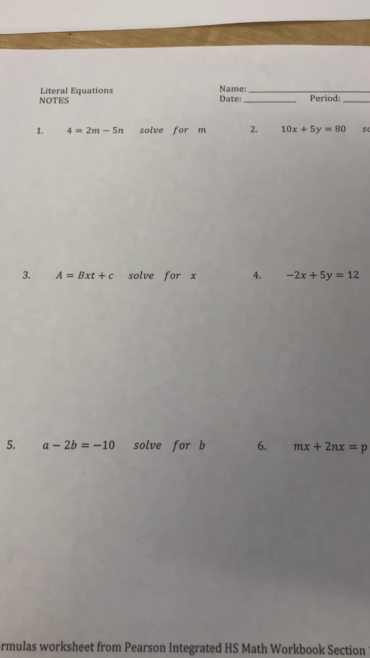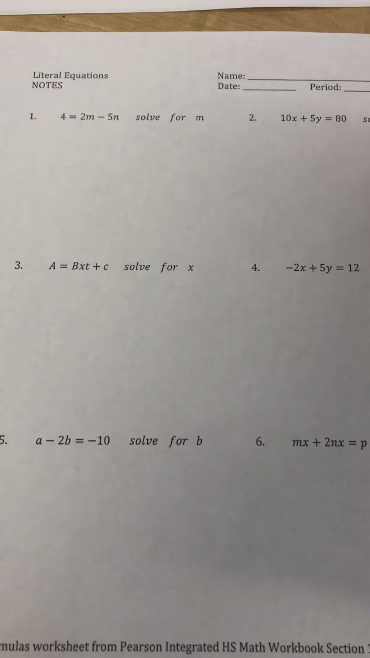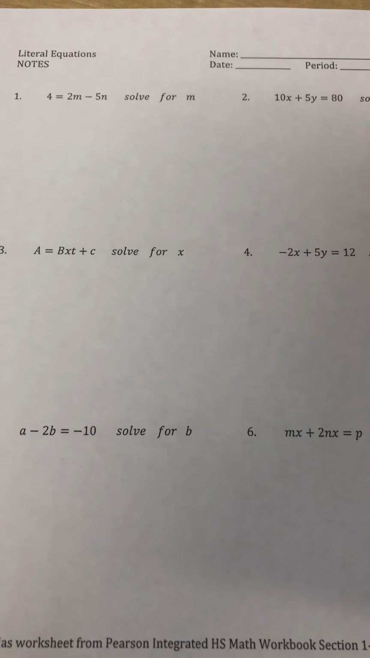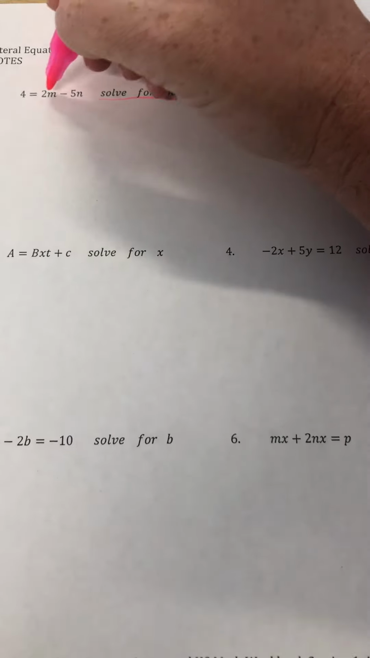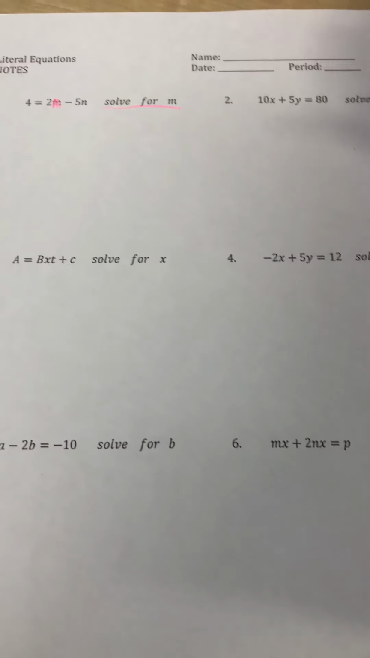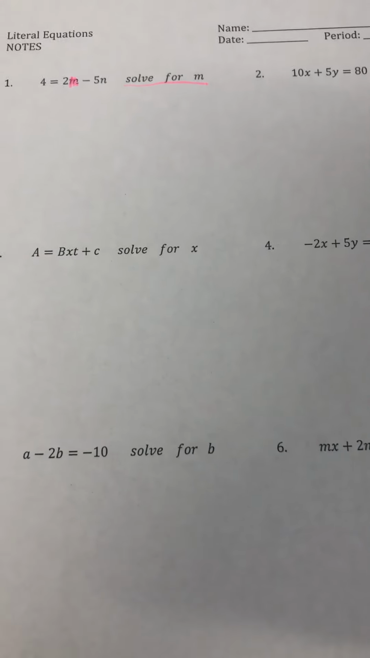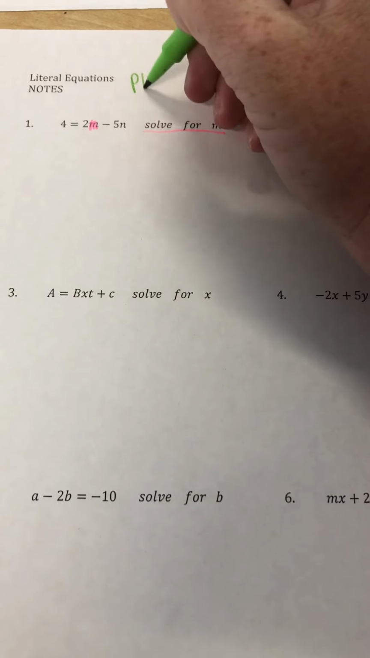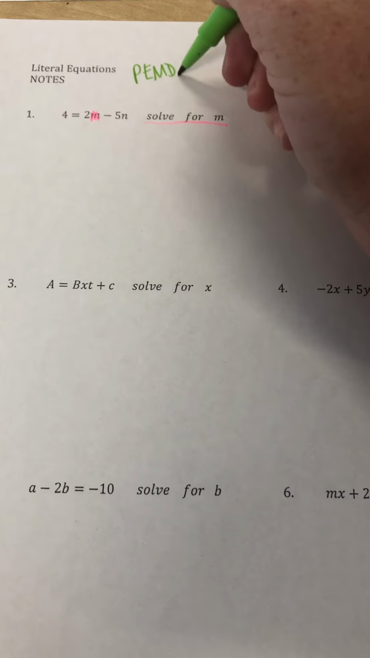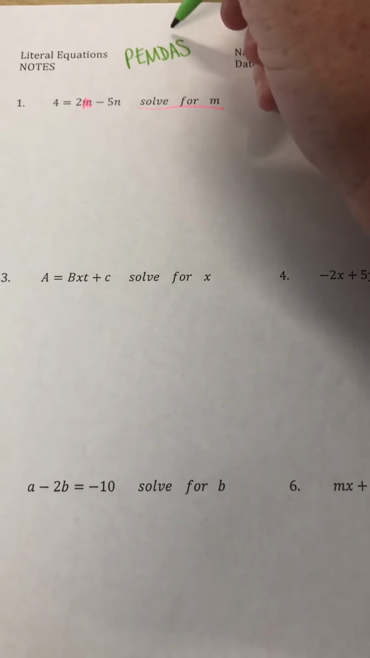So literal equations is basically the movement of an equation to solve for a specific variable. In this case, we're going to try to solve for m. So I'm going to use my highlighter to show what I'm trying to do. And what I want to do is get m by itself. Again, we talked about PEMDAS now a few times. We want to work backwards when we're solving. And so I'm going to work this way.